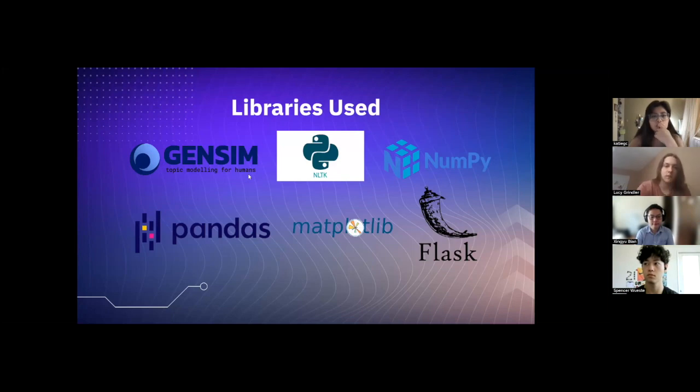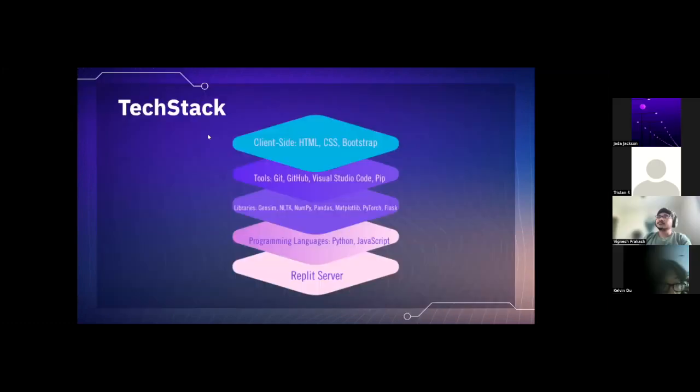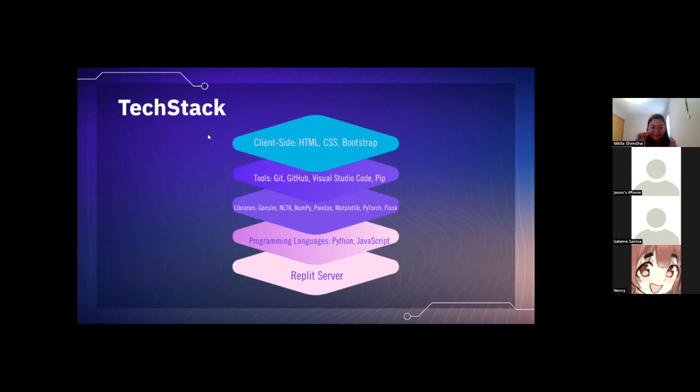We used GenSim, NLTK, NumPy, Pandas, Matplotlib, and Flask in the project to make it all work. Client side, we used HTML, CSS, and Bootstrap. Some of the tools we used were Git, GitHub, Visual Studio Code, and pip. The libraries we used, as mentioned in the previous slide, were GenSim, NLTK, NumPy, Pandas, Matplotlib, PyTorch, and Flask. The languages we used to program the model were Python and JavaScript, and we edited and ran the code on a Replit server.